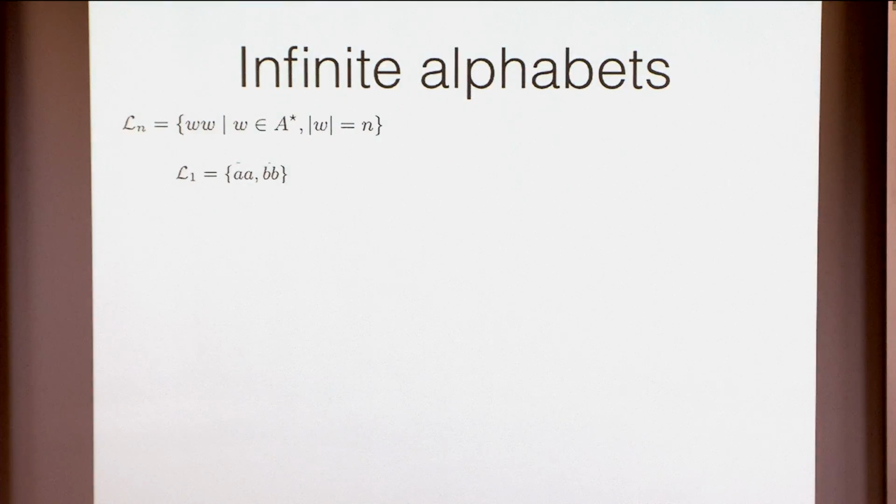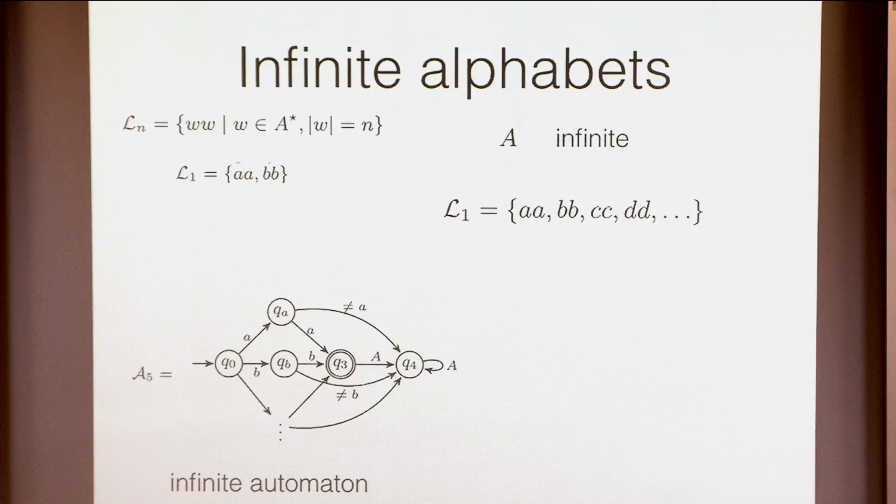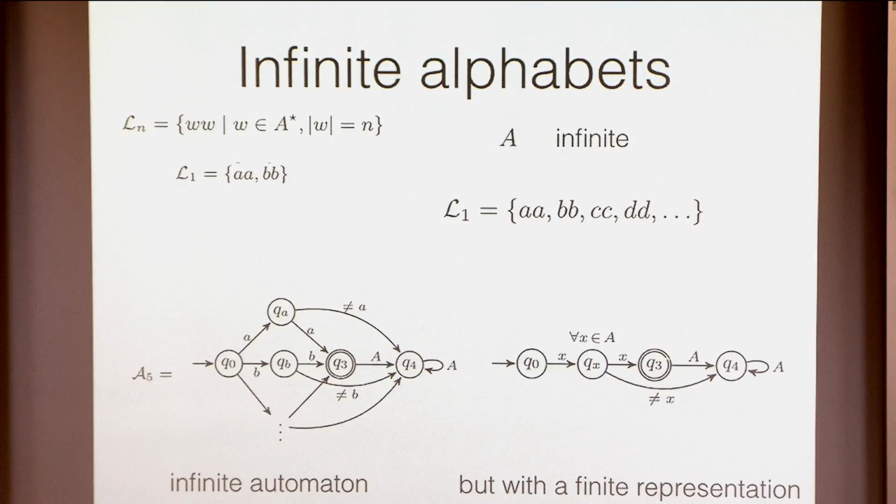So let me just illustrate what this means and where the challenge really is. If you take this language that we used as running example, and you now assume that your alphabet is infinite, then the language will be infinite. So an automaton accepting this language will have to have an infinite number of states. And if you stare at it for a while, you will realize that, well, it is infinite, but in fact, you could come up with a finite representation as long as you allow certain variables in the states.